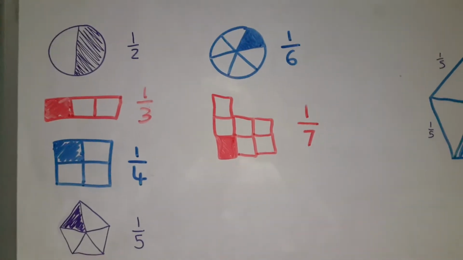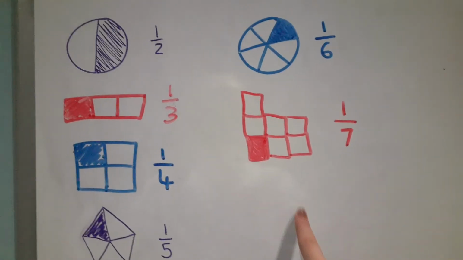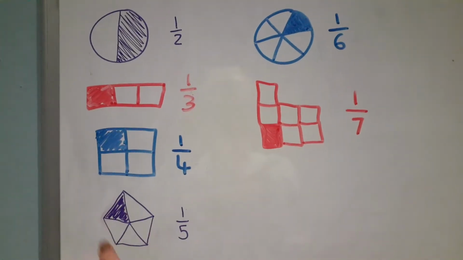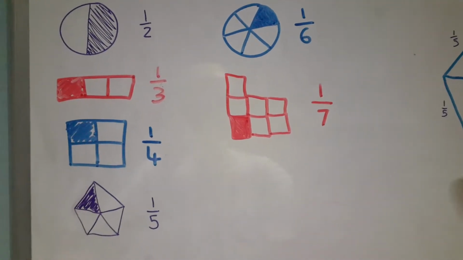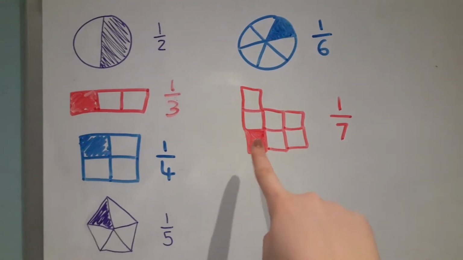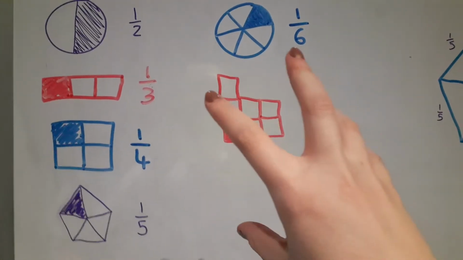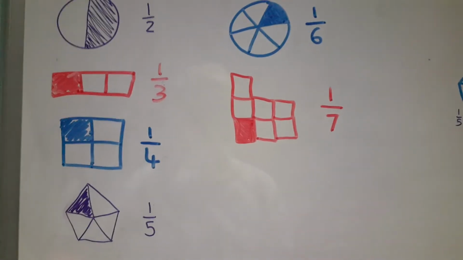Now, as you can see, it doesn't matter what shape it is. You can have blocks, circles, shapes, squares, everything. All that matters is how many blocks there are, so 7, and how many of them are colored in. So how many are we looking at? We're only looking at 1 out of the 7.